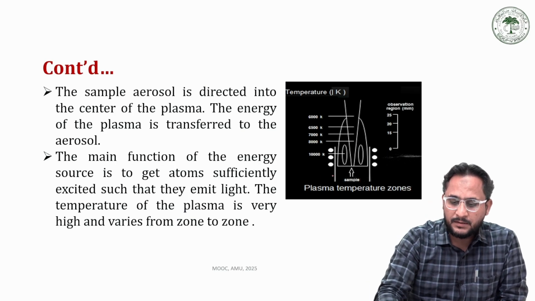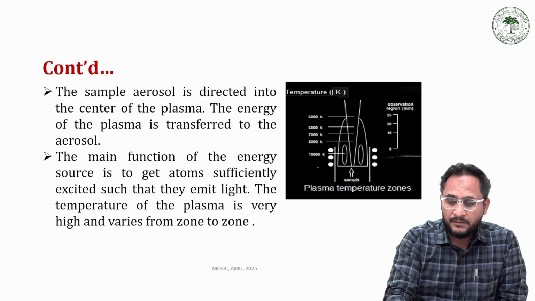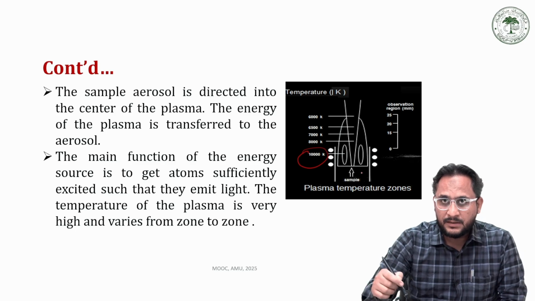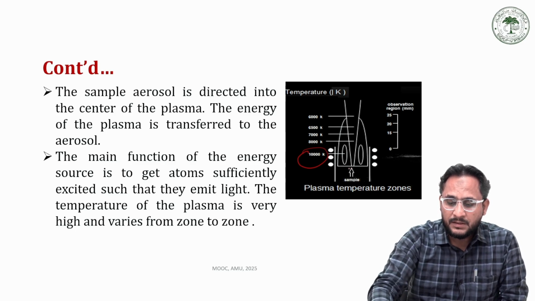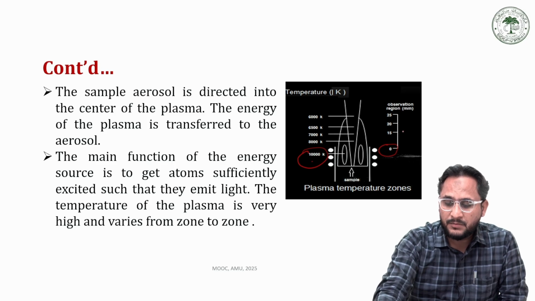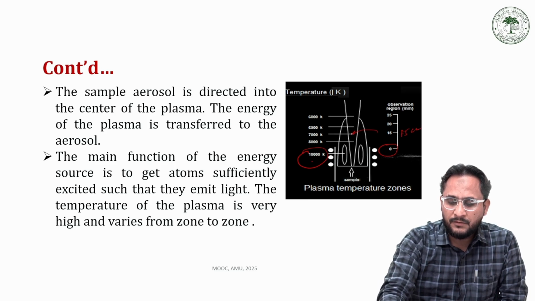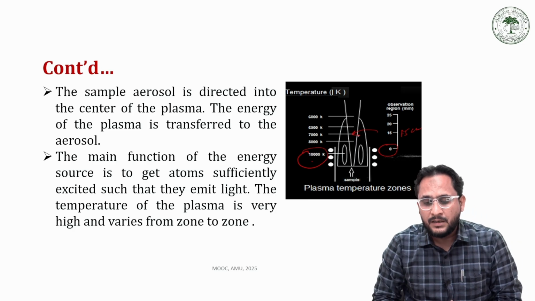This plasma has different temperature ranges. Even a 10,000 Kelvin temperature range is possible. It is at the center of this plasma, but as we move away from the center, the temperature decreases. Immediately at the center, when the distance is 0, we have 10,000 Kelvin. At 15 millimeter, meaning 1.5 centimeter, the temperature is reduced to 7,000, but still it is a very high temperature.